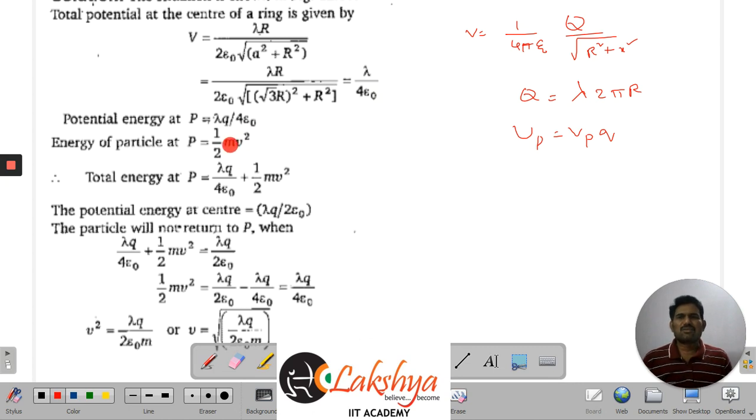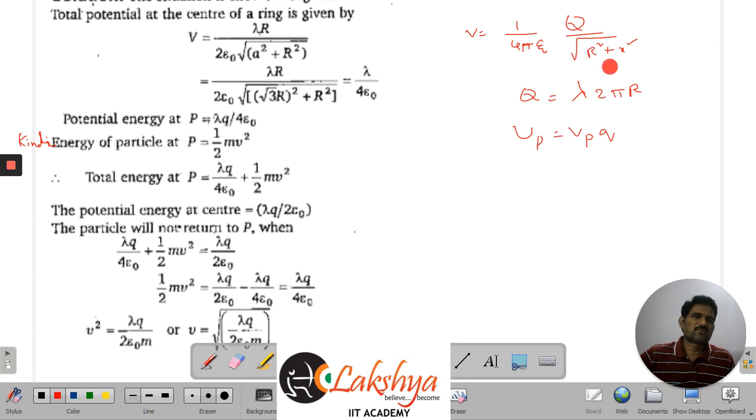And the kinetic energy of the particle at point P is half mv square. So this is the kinetic energy. Now the total energy at that point we can write as potential energy plus kinetic energy. When it reaches the center, it has only potential energy, so lambda q by 2 epsilon naught we need to write. That is the potential at the center. Just simply, for the potential at the center, in this expression you need to substitute x is equal to 0.